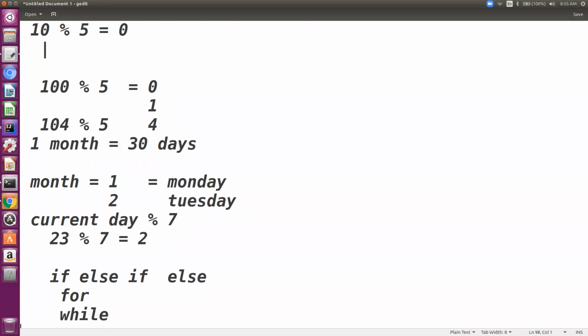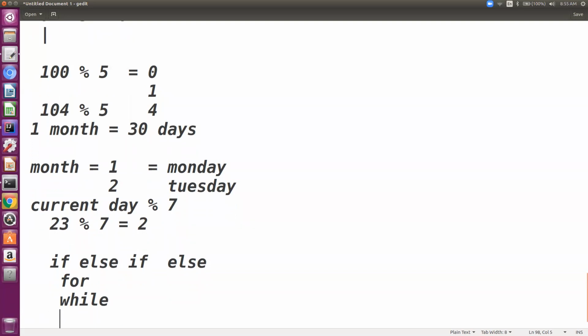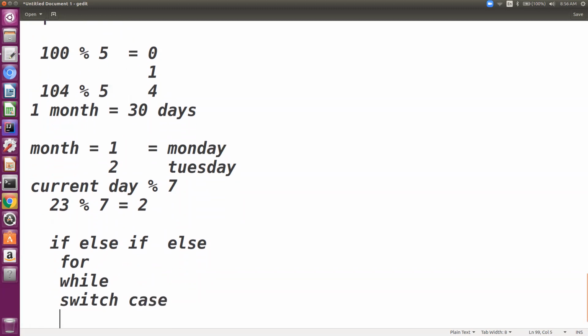While loop, switch case, what else? If else, for, while, switch case. Yeah, for the time being, those will be enough, I suppose.